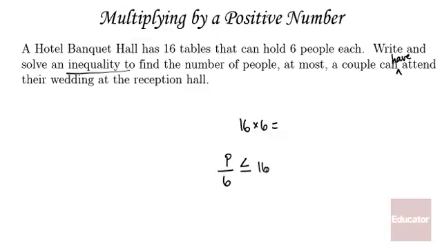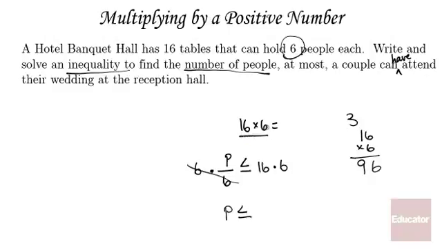So we take our total number of people, which is what we don't know. That's always your variable. We're going to divide by 6 because we're putting them in groups of 6. And once they're in groups of 6, at the most we can have 16 groups of them, representing the 16 tables. So the opposite of dividing by 6 is to multiply by 6. So P is less than or equal to 16 times 6.